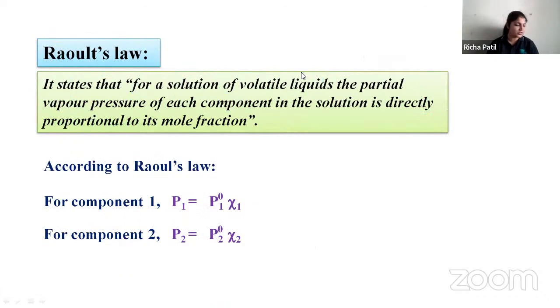So next is Raoult's law. What does Raoult's law state? It states that for a solution of volatile liquids, the partial vapor pressure of each component in the solution is directly proportional to its mole fraction. So this is Raoult's law.